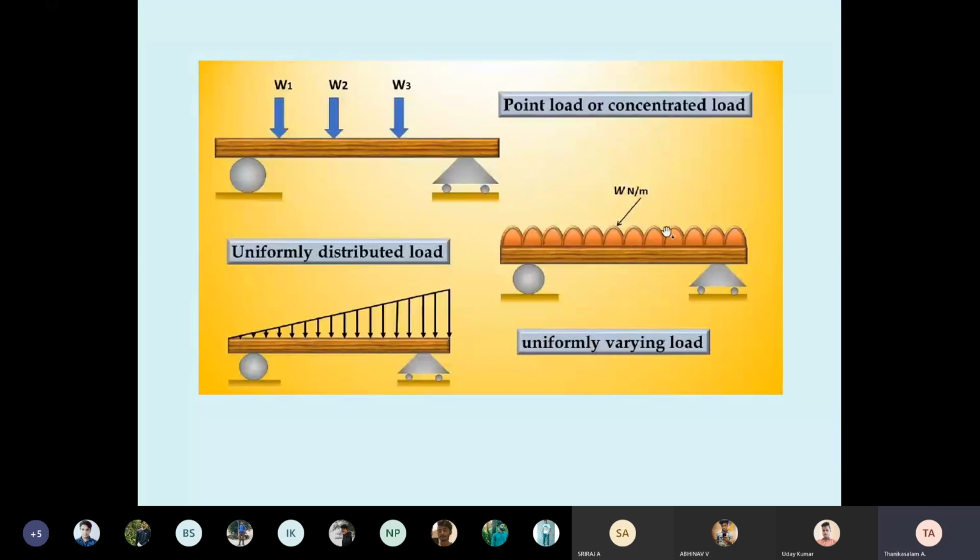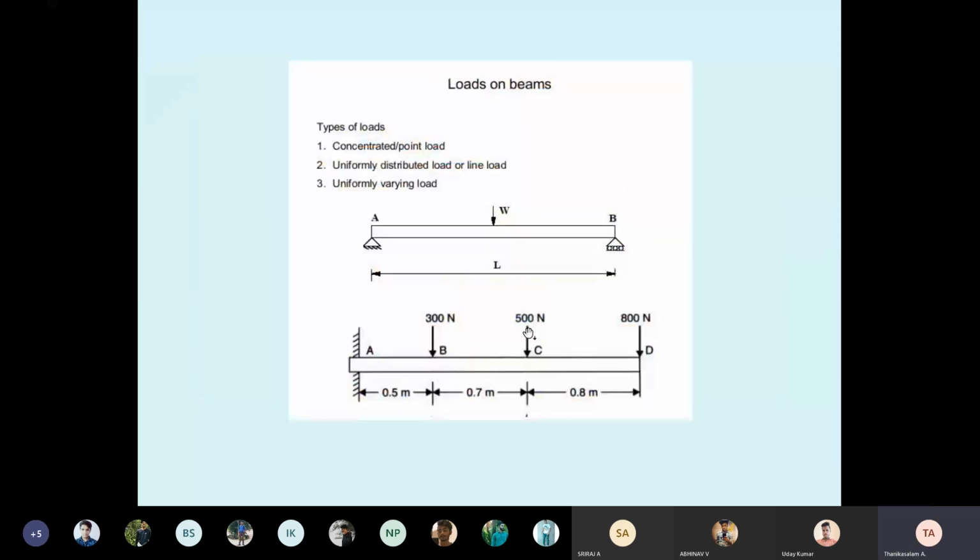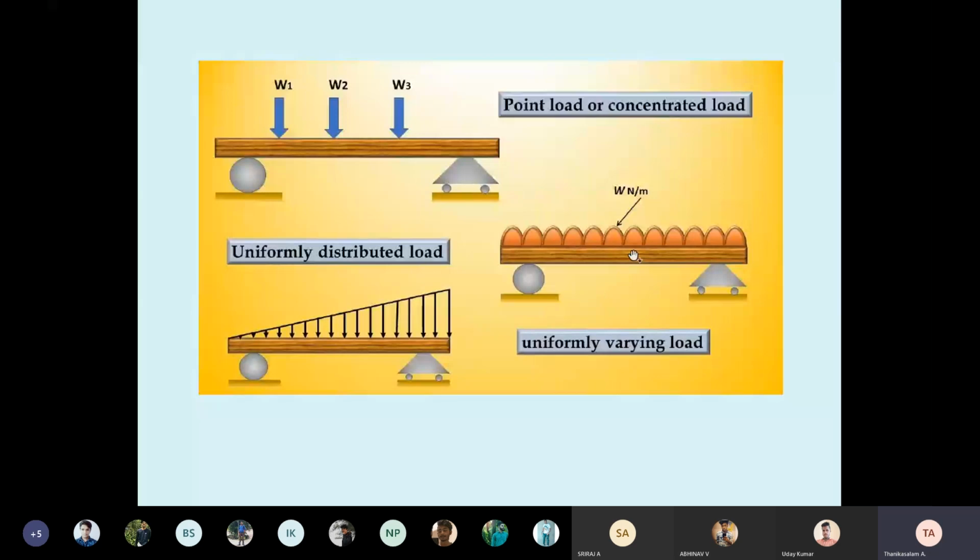See here, the second diagram, that is called uniformly distributed load. Remember, uniformly distributed load, we can say shortcut UDL. That is called uniformly distributed load. The diagrammatic representation is like this, and it is by small w. Students, small w is Newton per meter. Point load is Newton. Understand? Uniformly distributed load, small w Newton per meter.